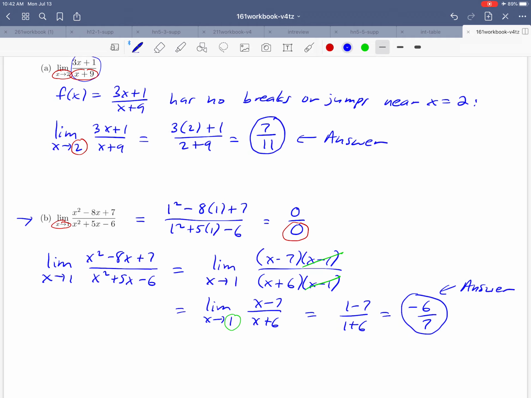So you'll see problems like this where you may have to do a little bit of algebraic simplification before you can use the theorem to calculate the limit.